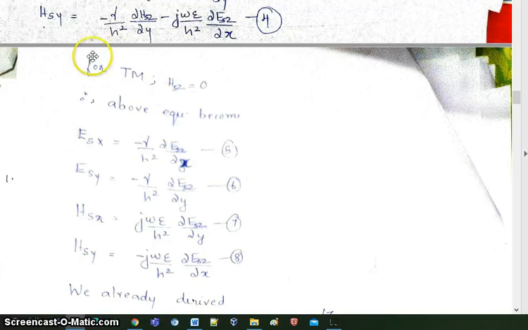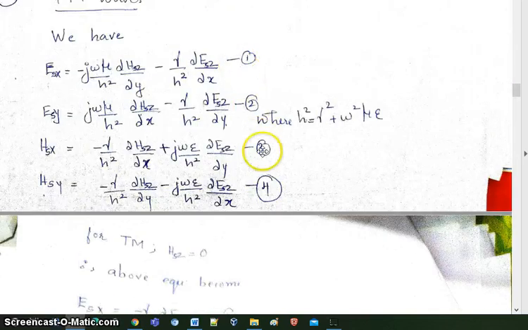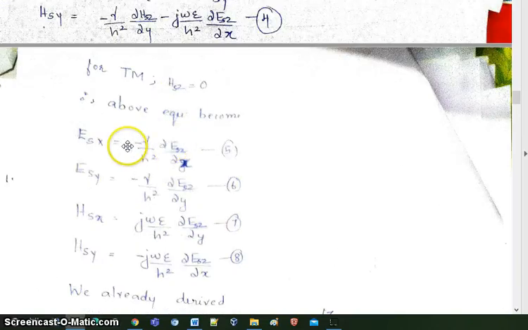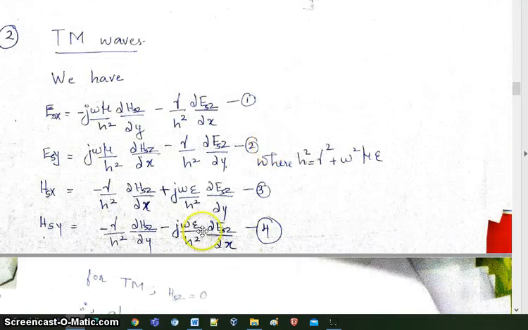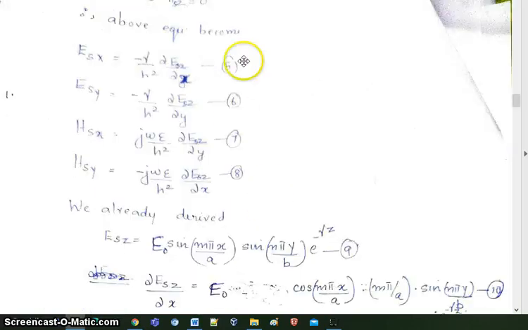Now for TM we know HSZ is equal to 0. So what I am going to do is apply this condition in equations 1, 2, 3, 4. That is, substituting HSZ equal to 0. So what happens, my components become ESX is equal to minus gamma by h square dou Ez by dou x, ESY is equal to minus gamma by h square dou Ez by dou y, and so on. Simply you substitute HSZ equal to 0 in 1, 2, 3 and 4. So now this is my equations 5, 6, 7 and 8.